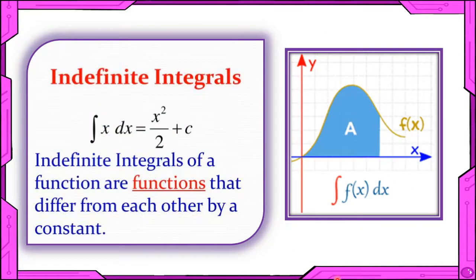Then again, integration is divided into two parts. One is indefinite integral, the other is definite integral. Indefinite integrals of a function are functions that differ from each other by a constant. For example, x square by 2 is known, plus c, which is something unknown, right? So here in the graph also we keep this portion open because this much area we know, but after that there is something which is going to add that we don't know.